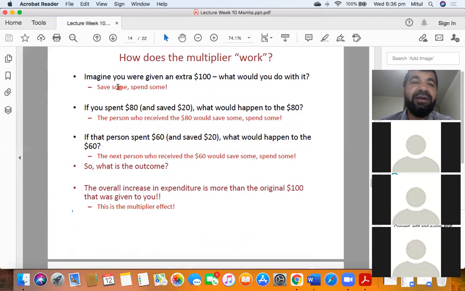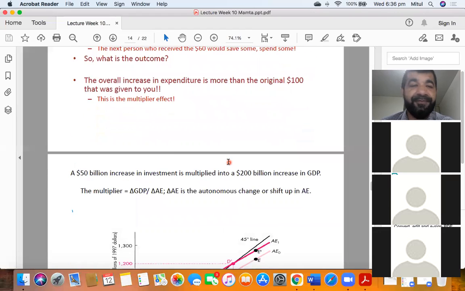How does the multiplier work? Imagine you are given an extra $100. What would you do? You spend $80, save $20. What will you do with the $80? Spend $60 and save $20. That's why it just keeps on going. So the overall increase in expenditure is more than the original $100 that was given to you. This is the multiplier effect. This is correct.